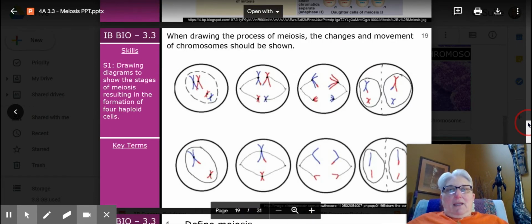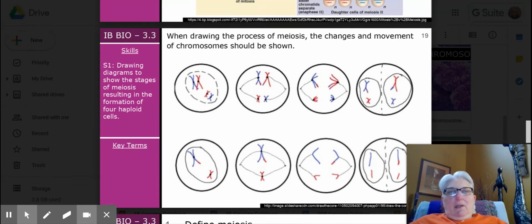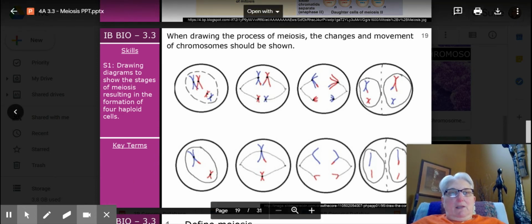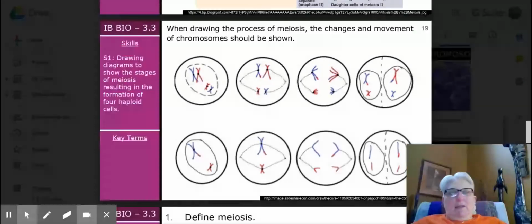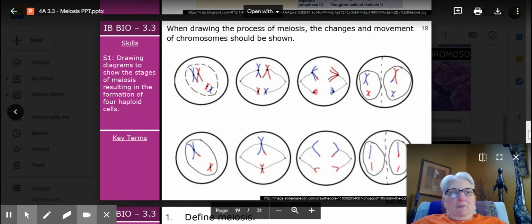Now, when drawing this, be sure to make sure that you're indicating, and it's a very simple drawing. You don't have to be Van Gogh or anything, but just be clear to indicate the changes and the movement that's occurring to the individual chromosomes.